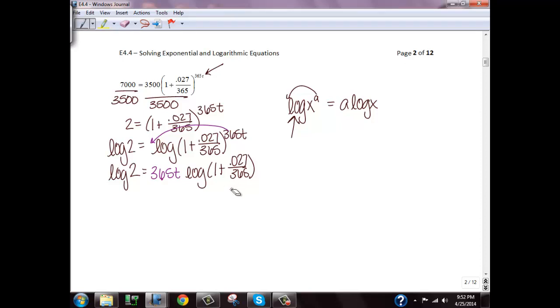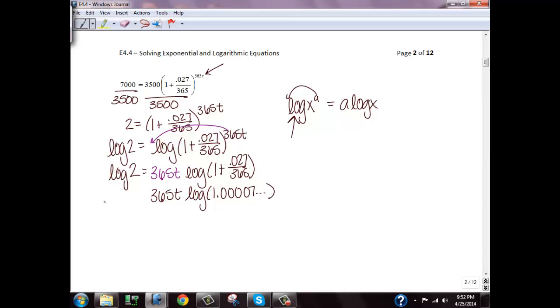Okay, so I'm going to go ahead and write this as 365t times log of, if I do 0.027 divided by 365 in my calculator, that gives me 0.00007 and some more stuff. And then I add 1 to it, which gives me 1.00007 and some more stuff. Make sure you leave all the decimals in your calculator.